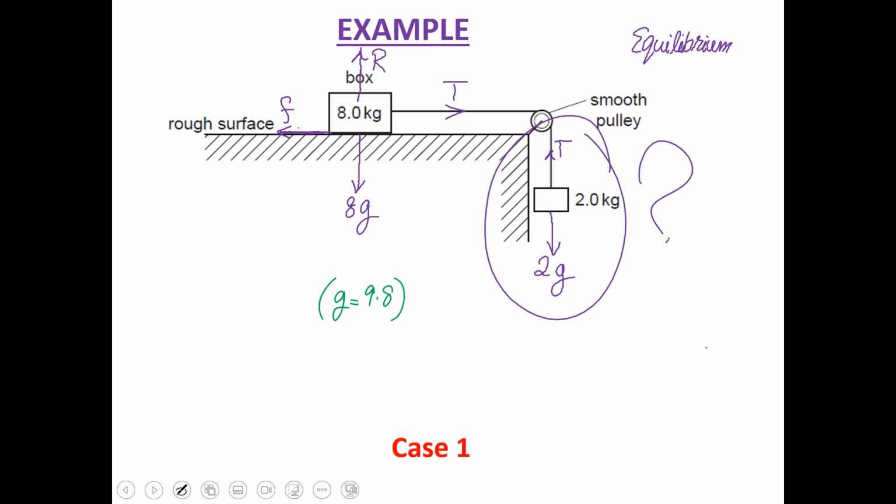Equilibrium means up is equal to down and right is equal to left. So what would be the equation for the first circle? So 2G is equal to T. Other people also contribute. 2G is equal to T.